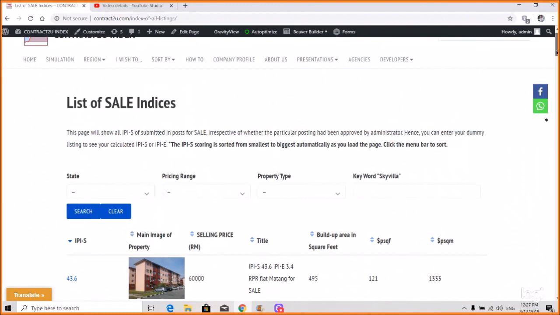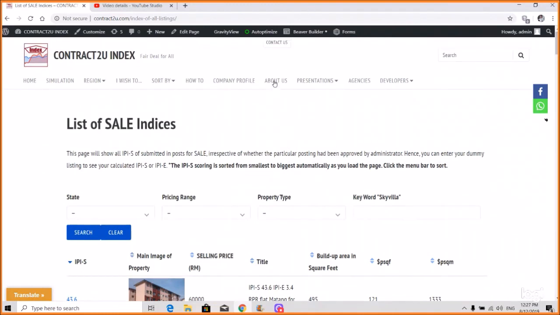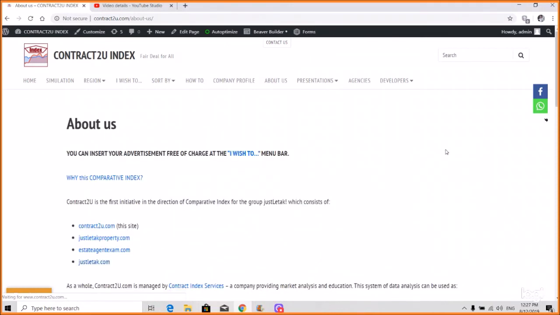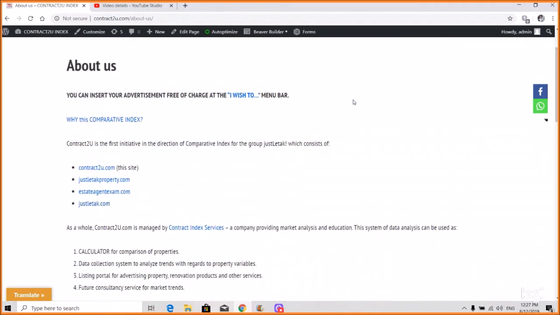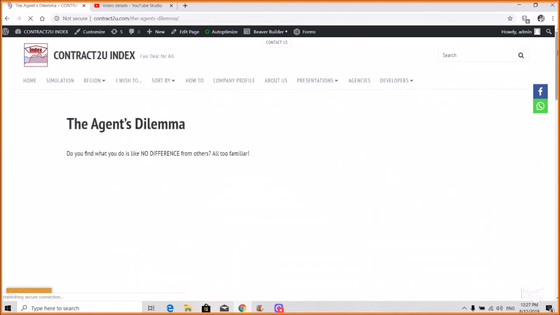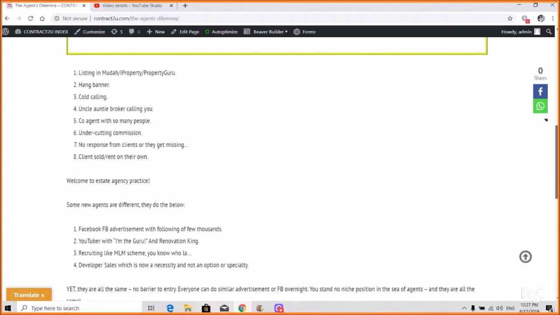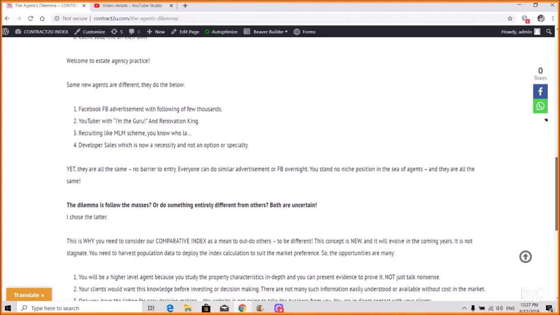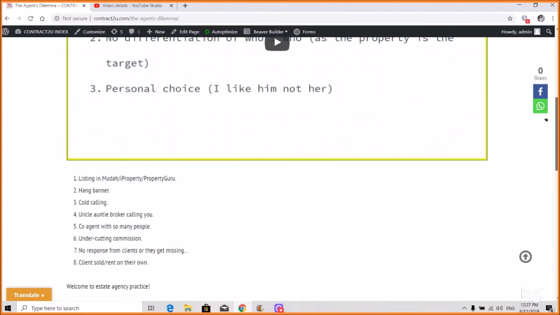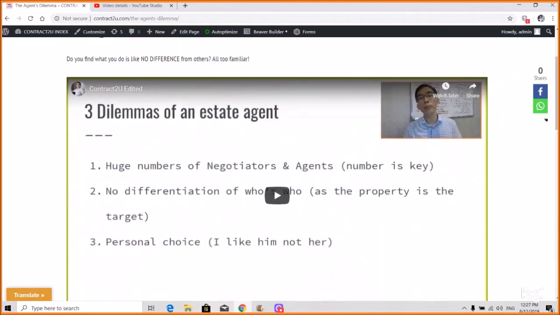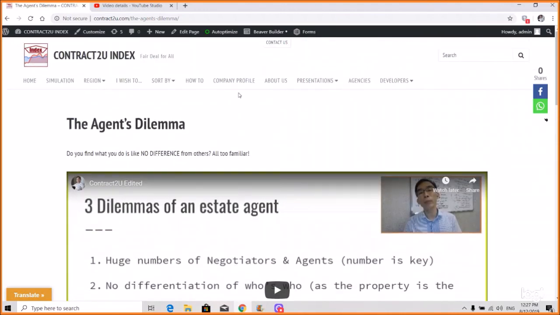I would like to end this presentation by introducing you to one area of the page, which is About Us. In this page, I actually put down some possible contacts for this website. One is why this comparative index. So if you have time, do visit these links and see what materials and readings are helpful for more understanding of this way of doing comparison.